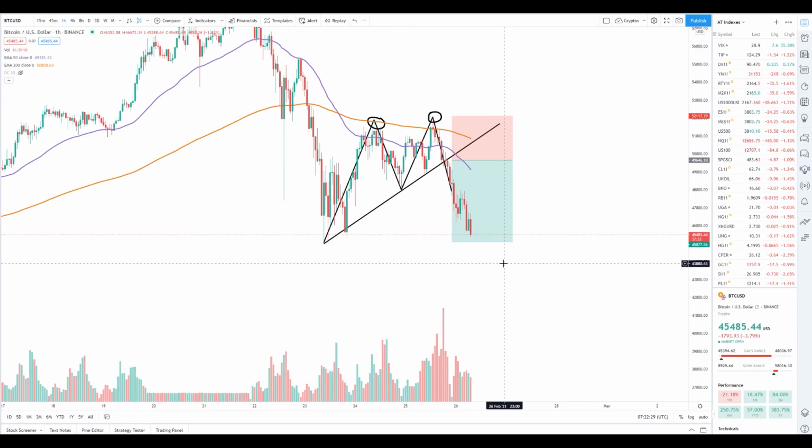But just know that this is only technical drawings. This has nothing to do with the reason why Bitcoin is dropping. You should all be sure: why is the price moving up? Why is the price moving down? What's the situation? And if it makes sense on charts, do the trade.